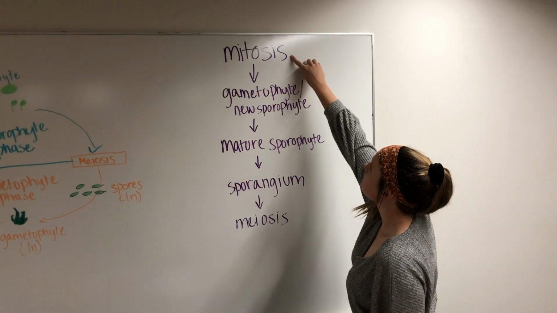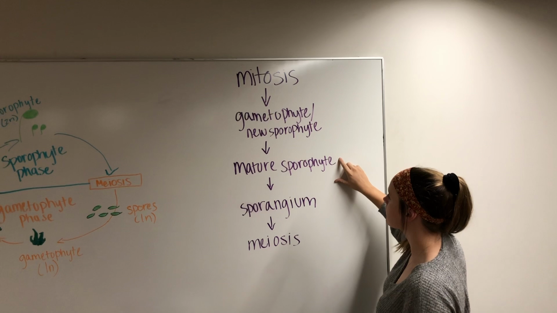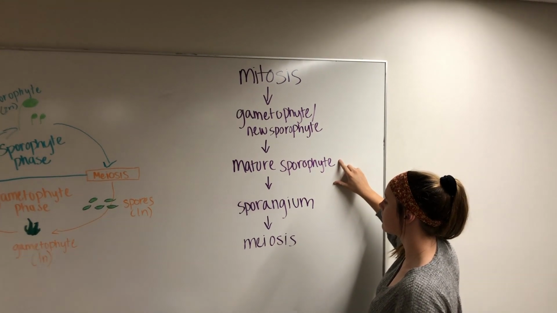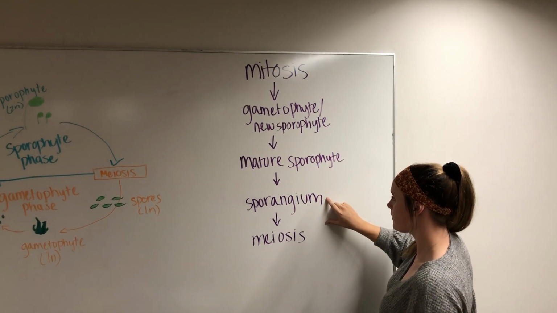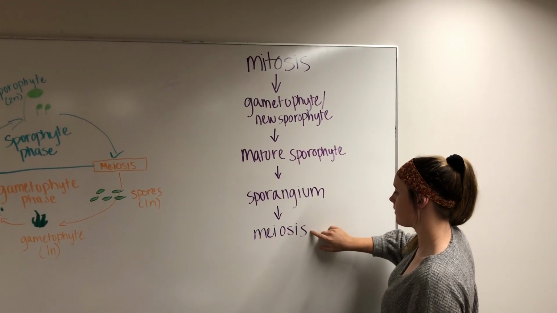Mitosis allows the gametophyte to host the new sporophyte. After time, the mature sporophyte has developed. On the underside of the fern leaves, the sporangium holds the new spores. Finally, meiosis occurs and the spores are released.